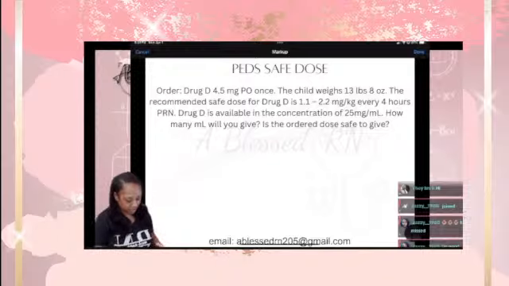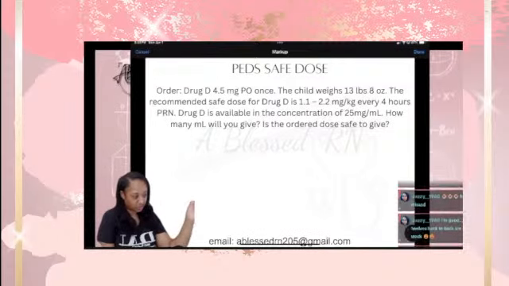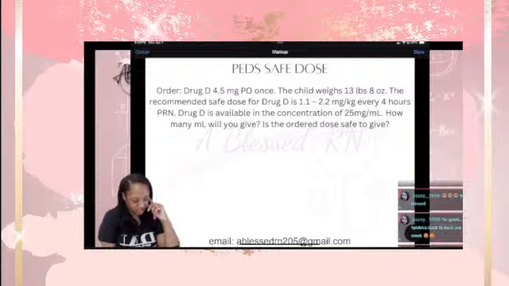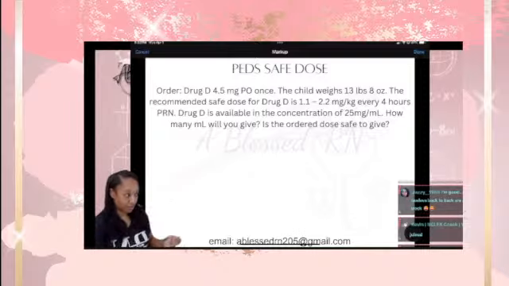Alrighty, so Ped safe dose. Drug D, 4.5 milligrams PO once. The child weighs 13 pounds and 8 ounces. The recommended safe dose for drug D is 1.1 to 2.2 milligrams per kilogram every 4 hours as needed. So drug D is available in the concentration of 25 milligrams per milliliter. How many milliliters will you give? And is the ordered dose safe to give?